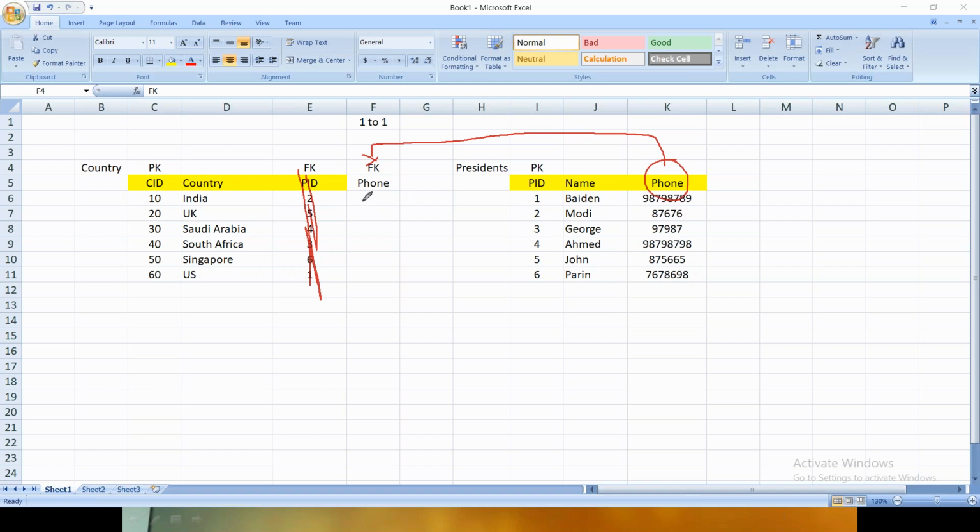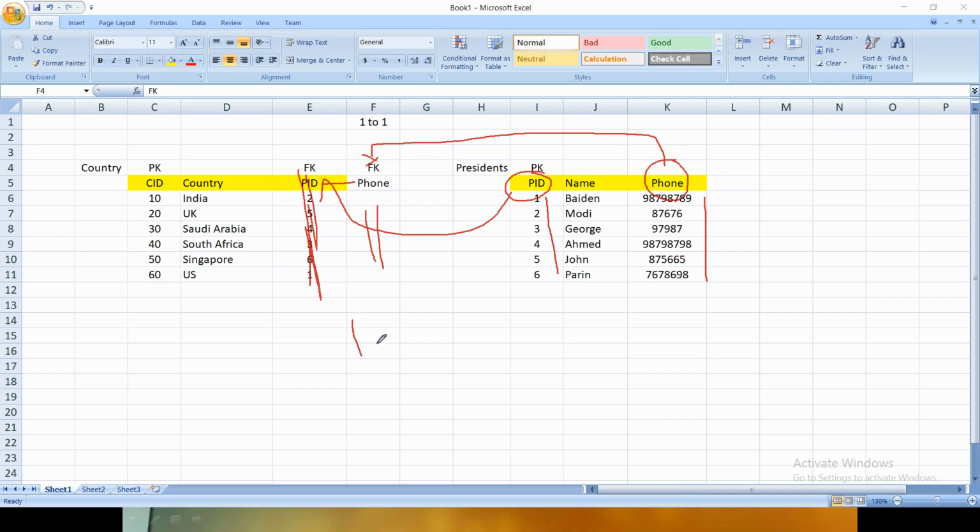Modi's phone number, you can enter it here, right? So UK, who's the UK president? It depends upon the values. Instead of taking this number, you're taking this number and entering it here. Clear? So a primary key can become a foreign key, and a unique key also can become a foreign key.